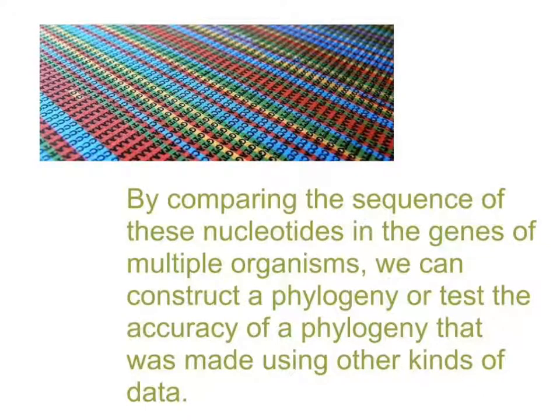Gene sequence data involves looking at the arrangement of nucleotides in important genes that a group of organisms share. Remember that genes are codes for making proteins that use 4 nucleotides: A, T, C, and G. These nucleotides store information. By comparing the sequence of these nucleotides in genes of multiple organisms, we can construct a phylogeny or test the accuracy of a phylogeny that was made using other kinds of data.